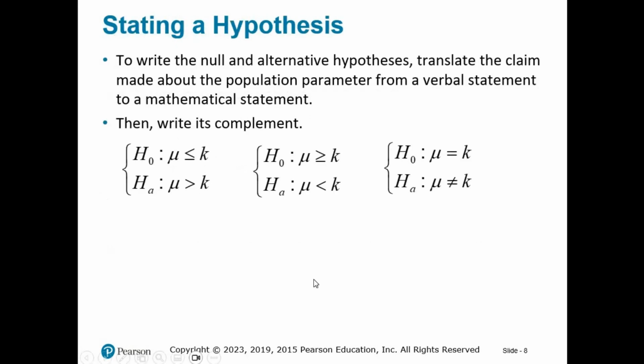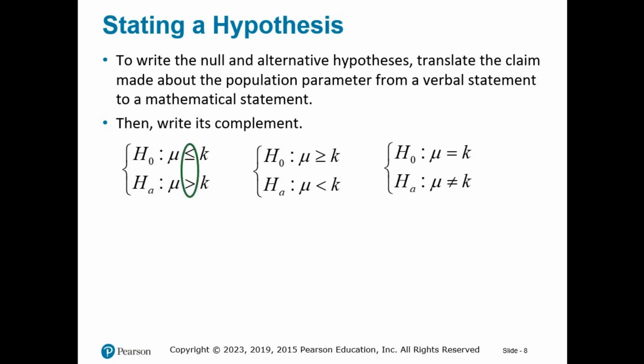Remember, we have strict rules about what sort of signs to use for each. We have to use some sort of equality sign for the null hypothesis: less than or equal to, equals, or greater than or equal to. And we have to use strictly inequality signs for the alternative hypothesis: less than, not equal to, or greater than.